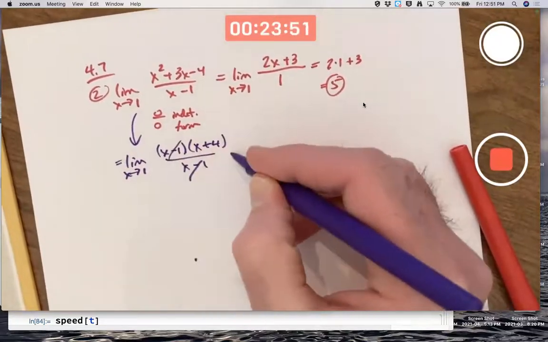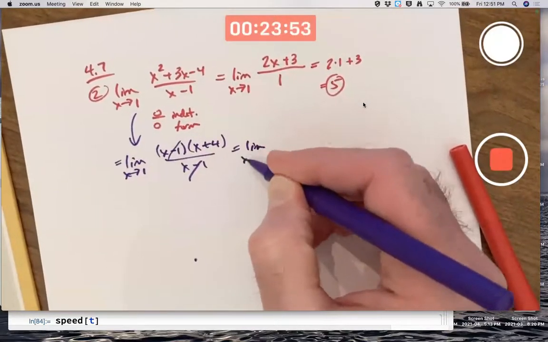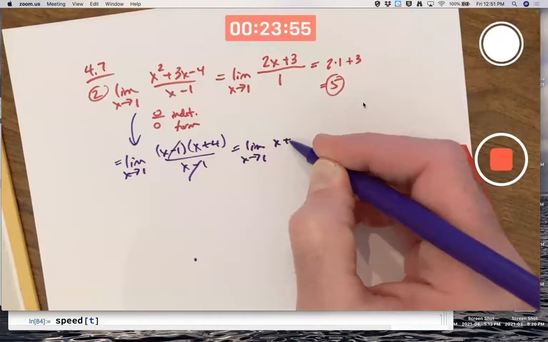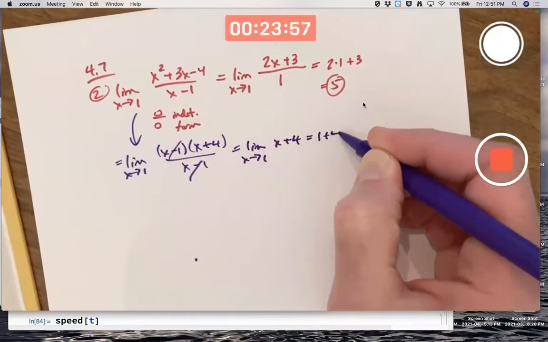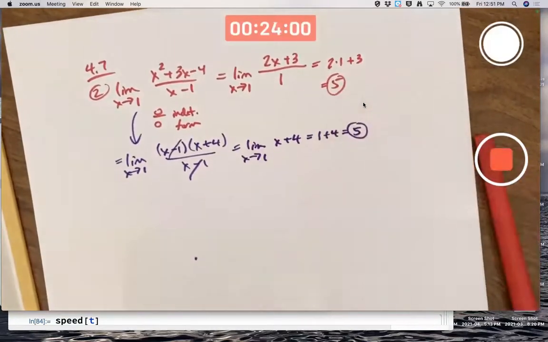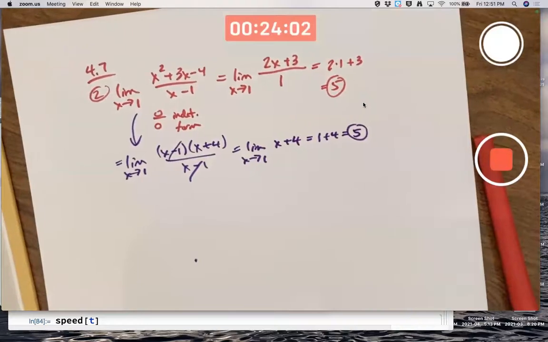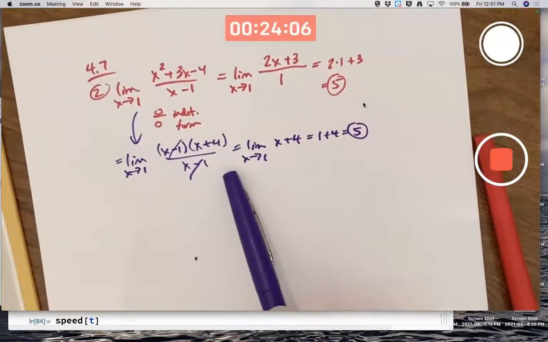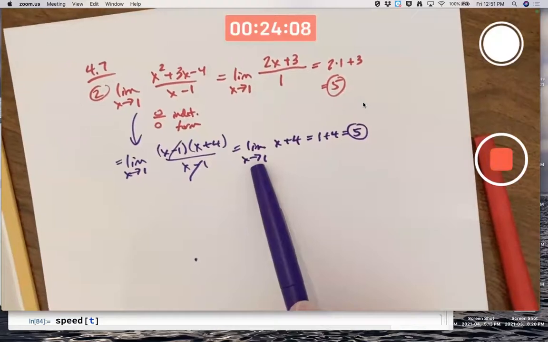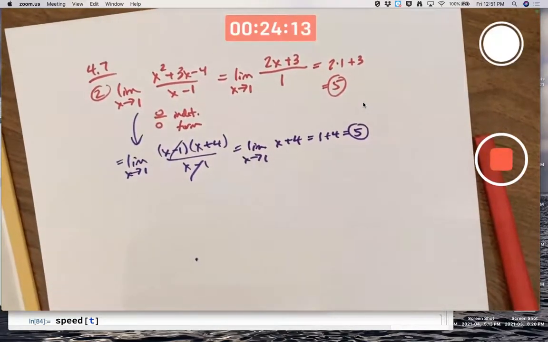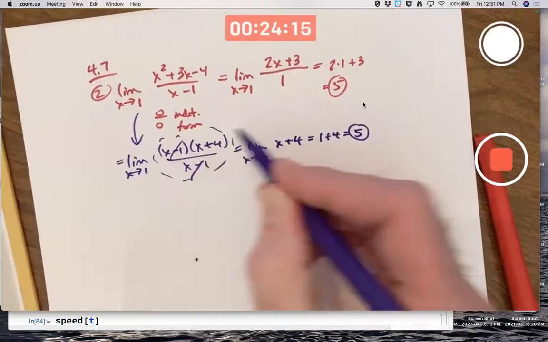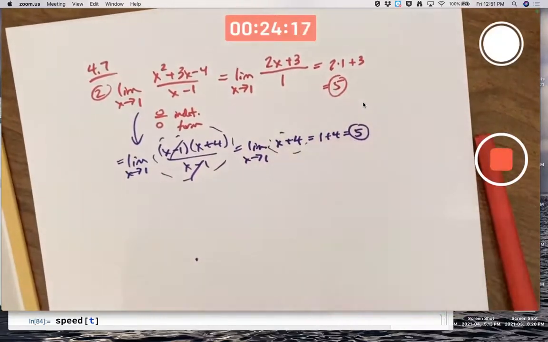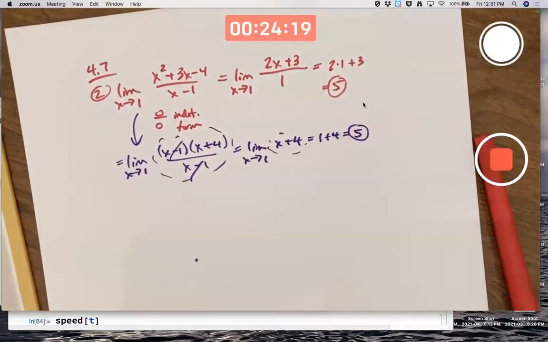And those can cancel and leave you with a limit as x goes to 1 of x plus 4, which is 1 plus 4, which is 5. So you can find the answer in this case in another way. Remember that technically this is valid to go from here to here because, technically speaking, it doesn't matter what happens at x equals 1. These two expressions here and here are equal as long as x is not equal to 1. So their limits are equal.